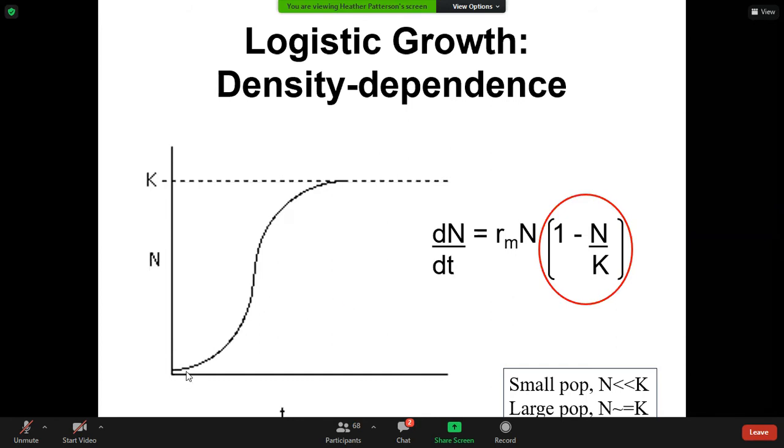So as you can see here, if you just look at this part of the graph, it looks almost exponential. But once you start getting those carrying capacity and those density-dependent or density-influenced factors coming in, then you're starting to reach your carrying capacity, and so the growth stops.